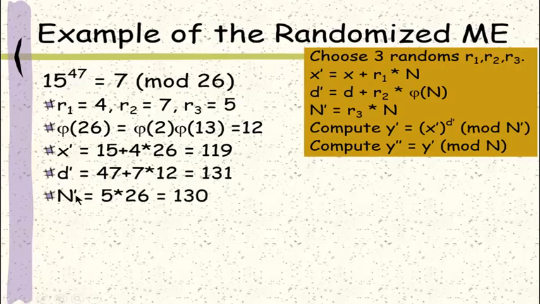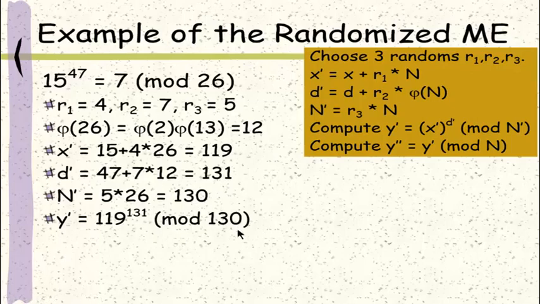Finally, n prime is defined as R3 times n, so in this case 5 times 26 is 130. So now we can compute the modular exponentiation. Instead of doing 15 to the power 47 mod 26, we compute 119, which is x prime, to the power of d prime, which is 131, and mod n prime, which is 130.